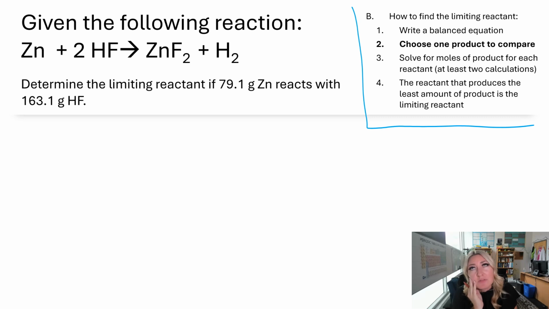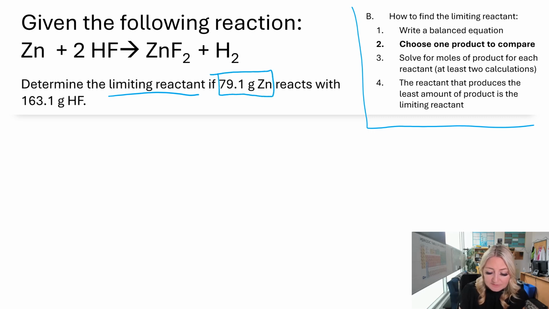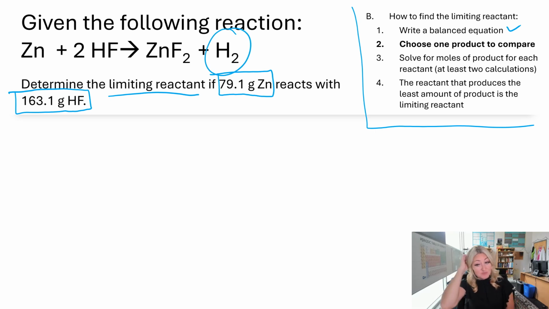I love, love, love when they give me a balanced equation. We're going to determine the limiting reactant if you start with 79.1 grams of zinc and you react that with 63.1 grams of HF. Okay. So we have the balanced equation. Check. We're going to choose one product to compare. Ooh, I'm going to be lazy on this one. Check this out. Not much writing to do with that one. So we're going to compare this.